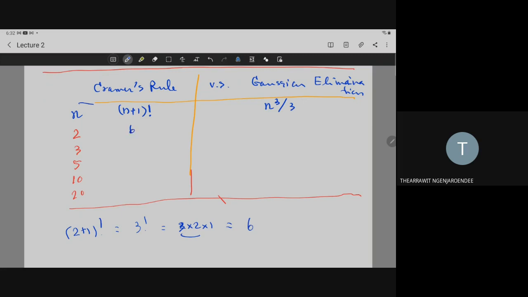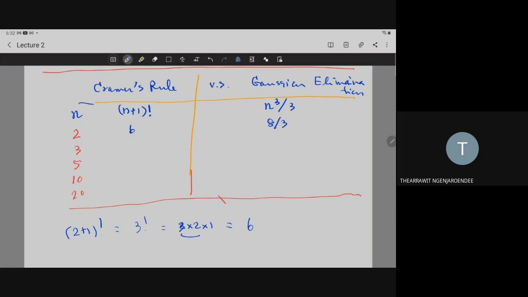Okay. How about this? What do we get here on the right hand side? So we have 2 cubed over 3. So what do we have here? What is 2 cubed? 2 to the power of 3. Divided by 3, so it's 8 over 3, right?